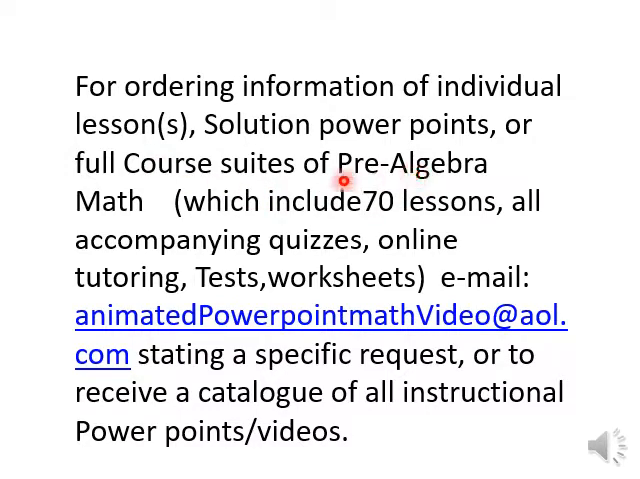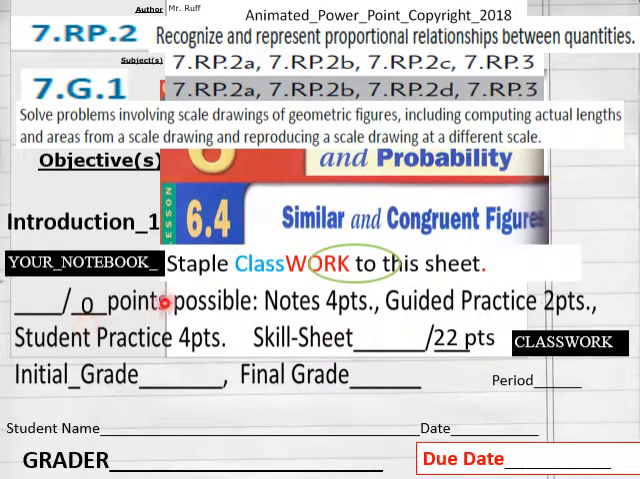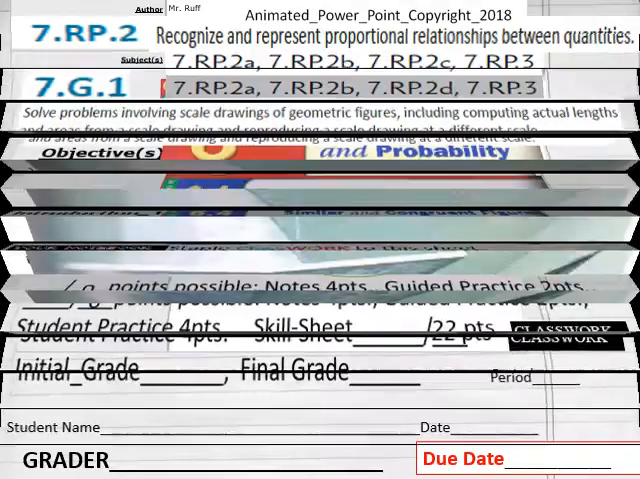Hello everybody, getting ready to do lesson 6.4 part 1 of pre-algebra math. This will be introduction, part 1. We have a 22-point skill sheet and we have 0 points here of note taking today. Similar and congruent figures, so we're breaking into geometry here and about similarity and congruence.